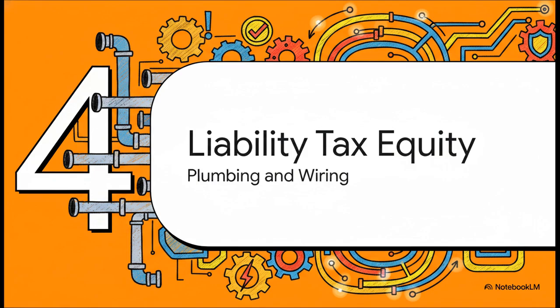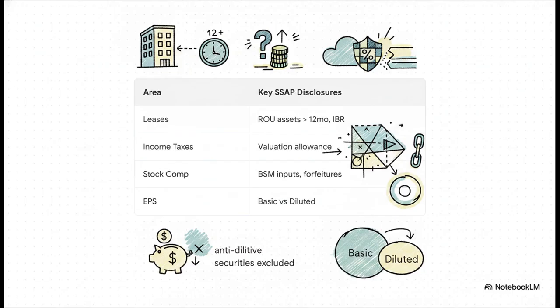Moving right along to the plumbing and wiring of the financials: liability, tax, and equity policies. These are the essential systems that keep the internal economics compliant and functioning smoothly. When you're dealing with complex liability and equity disclosures, mandatory inputs are totally non-negotiable. For leases, you have to state your policies for right-of-use assets greater than 12 months, your incremental borrowing rate, and those practical expedients. For taxes, you need the valuation allowance policy and the more likely than not threshold for uncertain tax positions. And for stock compensation, you must reveal the Black-Scholes-Merton inputs and your forfeiture policy.